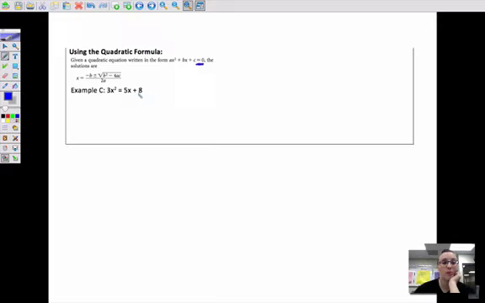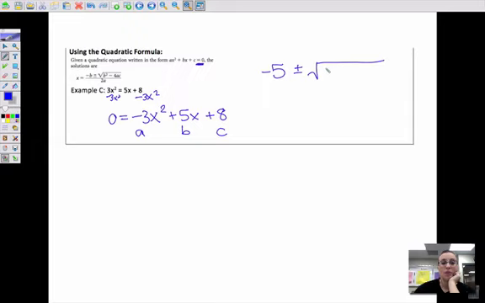So here, 3x squared plus 5x plus 8, I would subtract 3x squared from each side. So I'll have 0 equals negative 3x squared plus 5x plus 8. And then I have my a, b, and c, and I plug those in. So negative b, so negative 5, plus or minus the square root of b squared, 5 squared, minus 4 times a, which is negative 3, times c, which is 8, all divided by 2 times a. So I have my setup here.